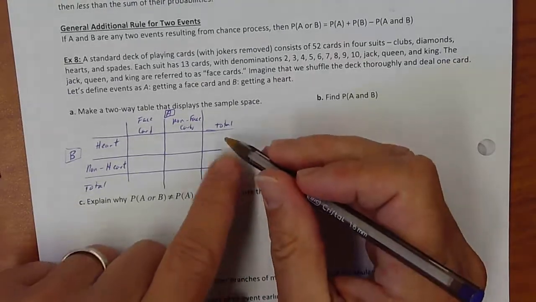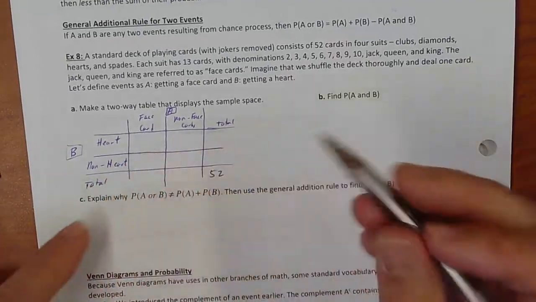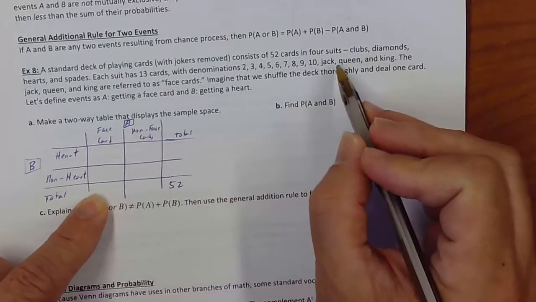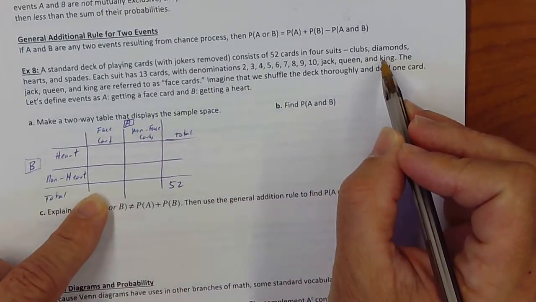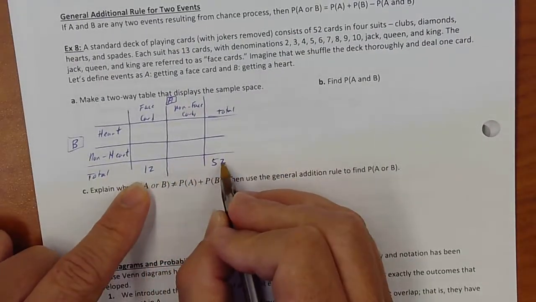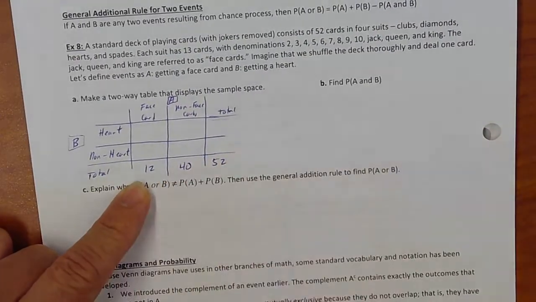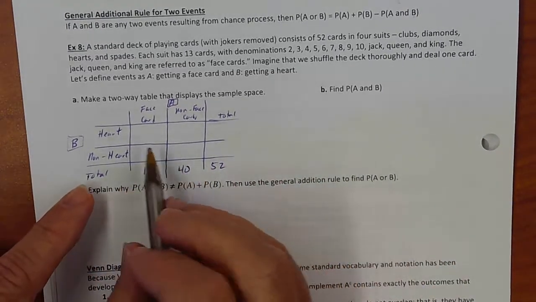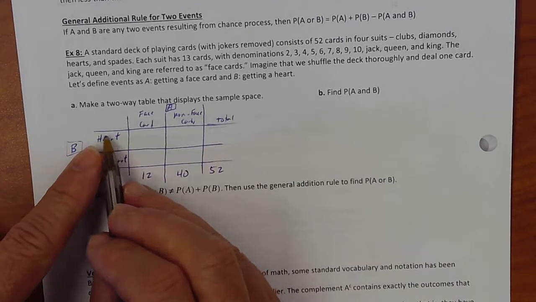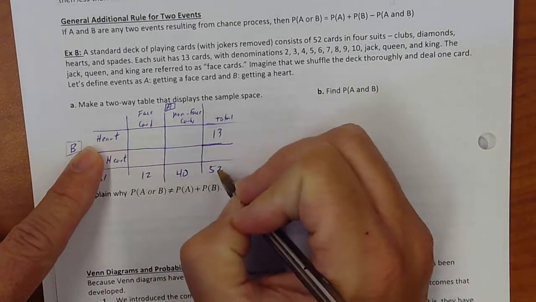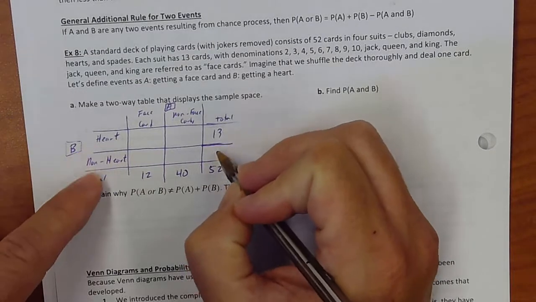It's usually easier to start on the outside and work our way in. So for example, face cards, what's the total amount of face cards? Jack, queen, and king, then there's 4 suits. So 3 times 4 is 12. Okay, remember these have to add up to 52. So it's 40, use the complement rule. How about hearts? There's 13 of each suit, so there's 13 that are hearts. Okay, if I take that away from 52, I get 39.